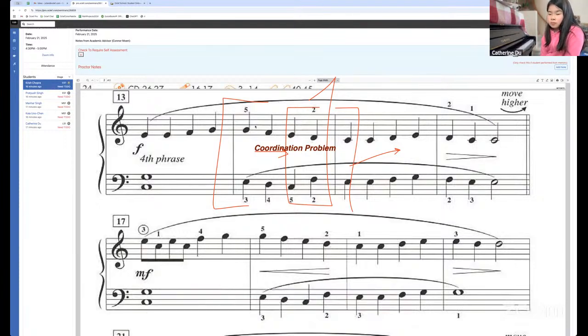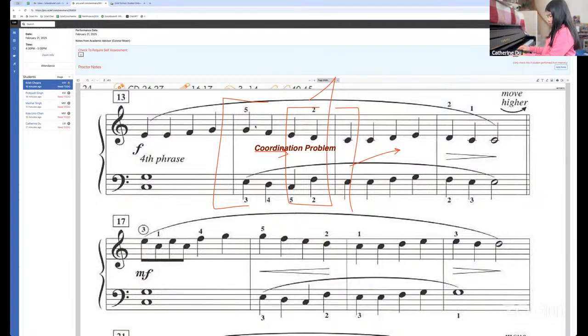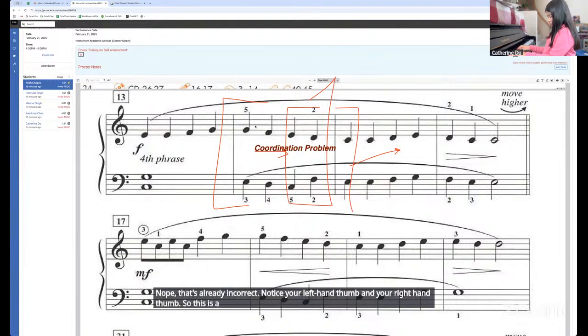Notice your thumb in the right hand. See it? You want to keep your eye on your right hand thumb. Try again and see if you can relax your thumb. Go slower. Starting. Notice your left hand thumb and your right hand thumb. So this is a small exercise that you'll want to do. Go slower.